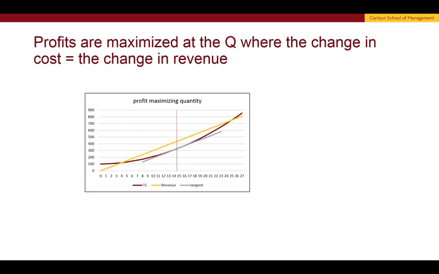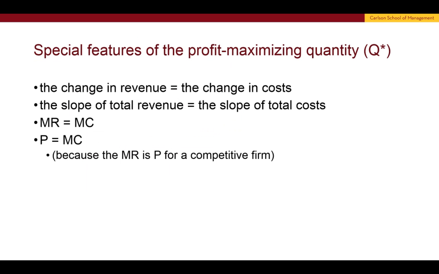If we just step back, if we make a picture with total revenue and total cost, and we find that spot where the vertical distance between total revenue and total cost is maximized, here we have it where that vertical line is. Now, there are a bunch of special things about that quantity. Let's talk about those special features.